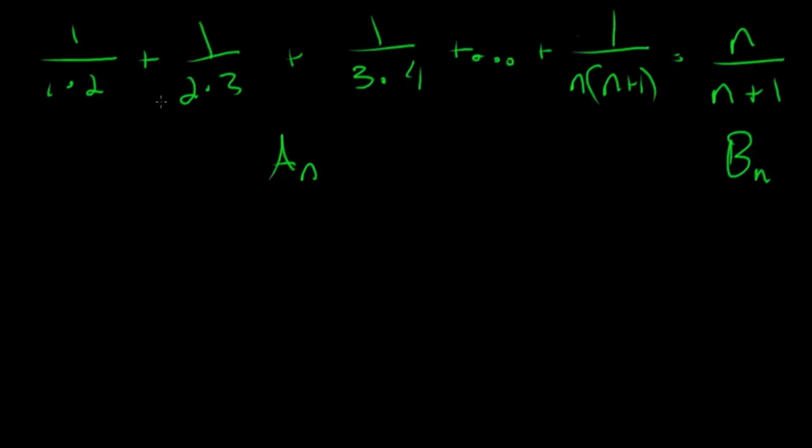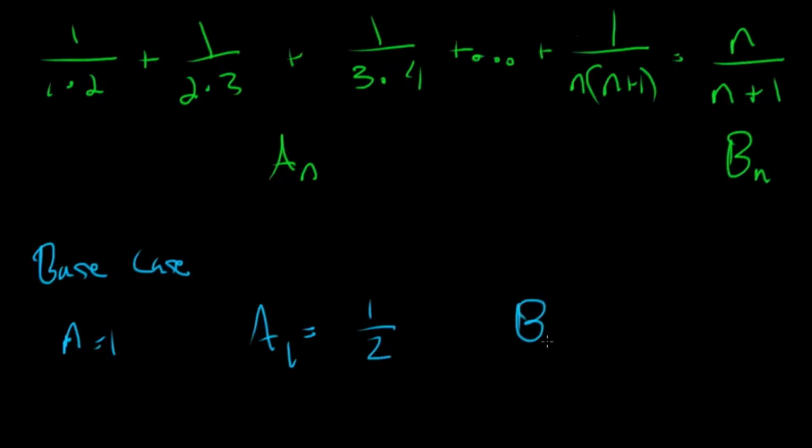All right, here we go. Does the base case work? I'm going to label it base case. In this case, the base case is n equals 1. So a sub 1 is going to be 1 over 1 times 2, that's 1 over 2, that's 1/2. And b sub 1 is going to be 1 over 1 plus 1, which is equal to 1/2. So the base case checks out. Cool. All right, let's continue.